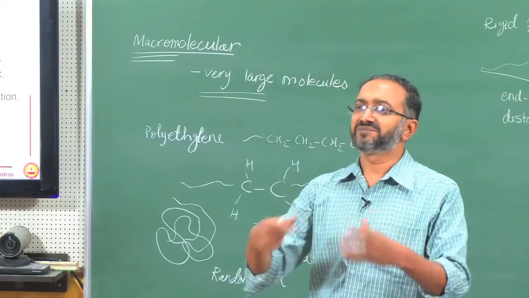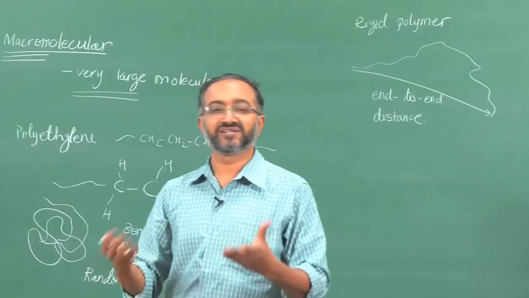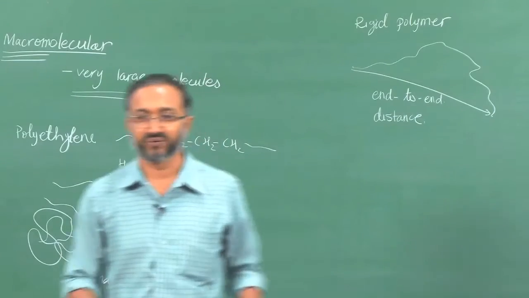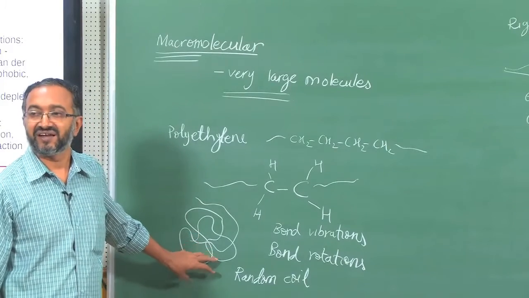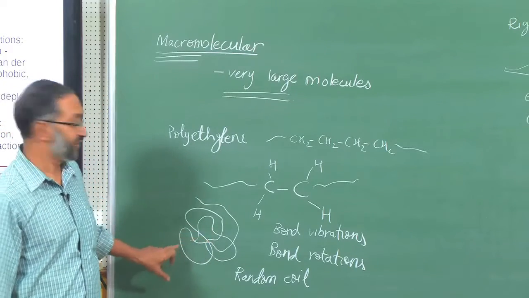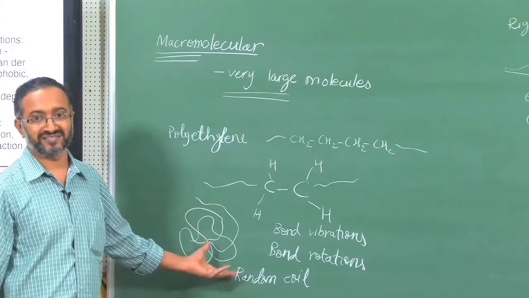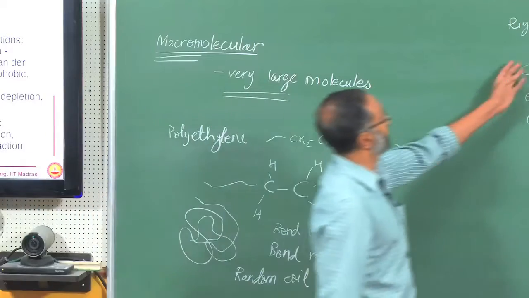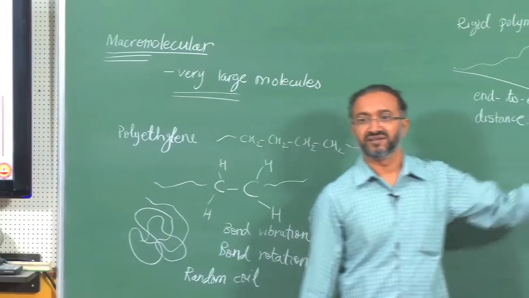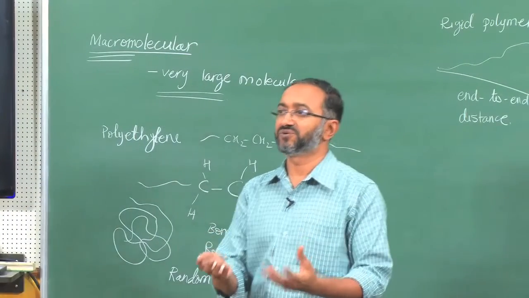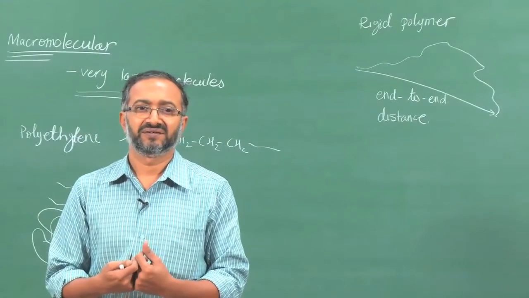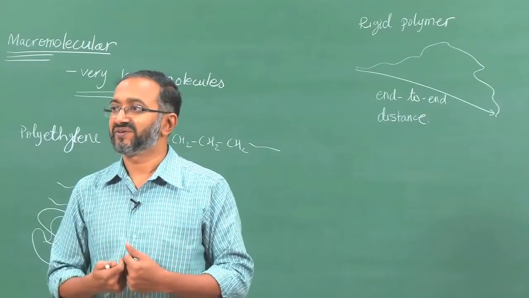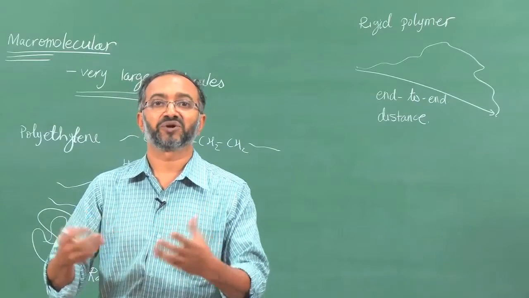And why is this important? For example, let us say I am making a solution of these kinds of macromolecules. In one case I have a solution of these, and I take the same molecular weight, which means the contour length is the same, but the polymer is now rigid. If I make a solution of these two, what would be the difference? Why would we expect that this flexibility might play an important role?